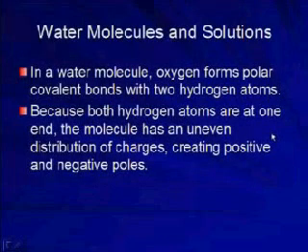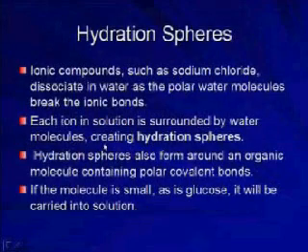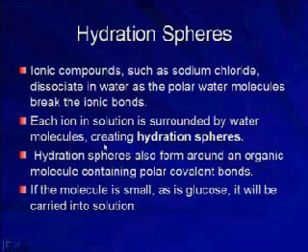In water molecules, oxygen forms polar covalent bonds with two hydrogen atoms. Because both hydrogen atoms are at one end, the molecule has an uneven distribution of charges, creating positive and negative poles. Ionic compounds such as sodium chloride dissociate in water as polar water molecules break the ionic bonds. Each ion in solution is surrounded by water molecules, creating a hydration sphere. Hydration spheres also form around an organic molecule containing polar covalent bonds. If the molecule is small, as is glucose, it will be carried into solution.